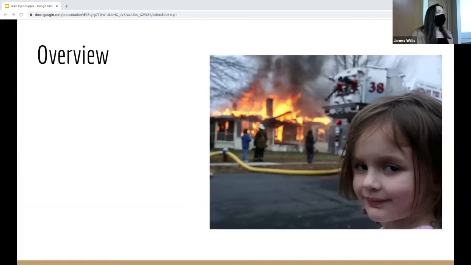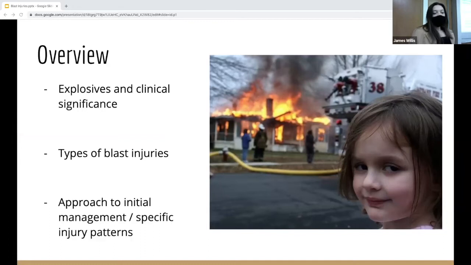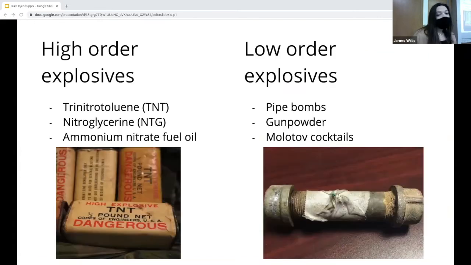So what I'm going to talk about today can be broken into three main parts. First, I'm going to go over different types of explosives and scenarios in which an explosion might happen, because there's a clinical significance to that. That's important for us to know. Then I'm going to go over the different types of blast injuries and the four main categories of them. And then I'm going to discuss the approach to initial management of these injuries and specifically focus on injury patterns in primary blast injuries. Okay.